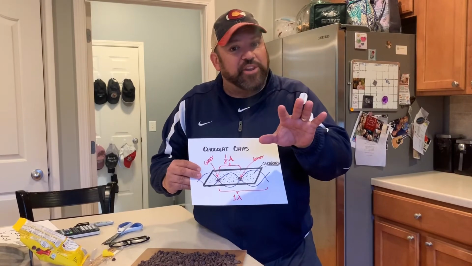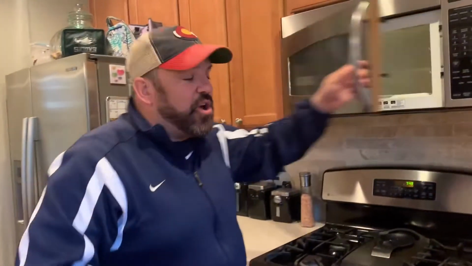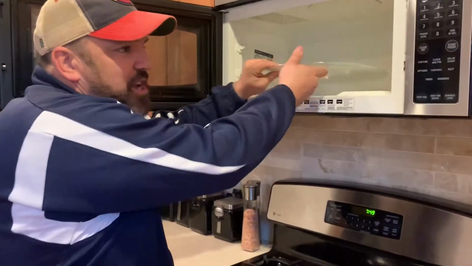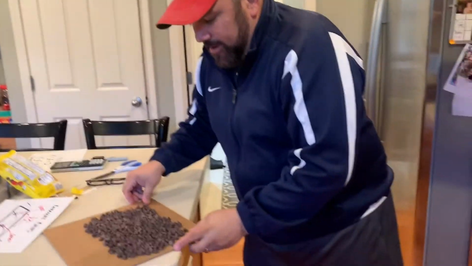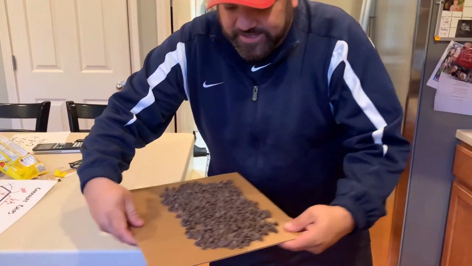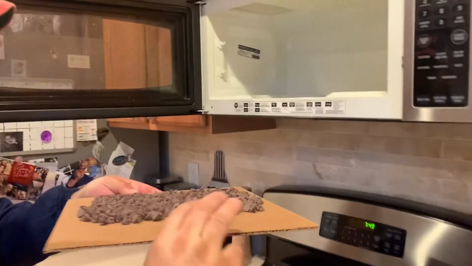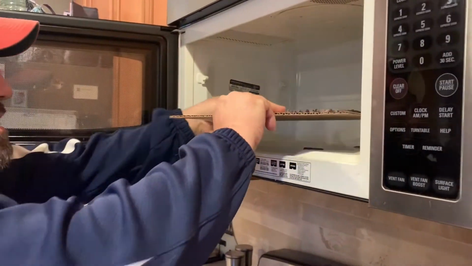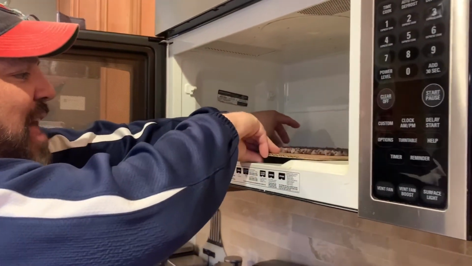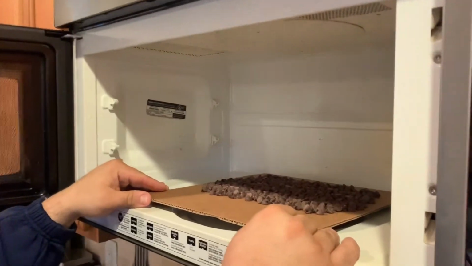So one of the things we've got to do before we put these chocolate chips in the microwave is go ahead and take out our turntable. So we're going to take that out, and we're going to take this out. And now we're going to go ahead and put our chocolate chips in the microwave. So I'm going to put them in right here. And by the way, our light went out on the microwave. So there it is right there, and now we can close the door.